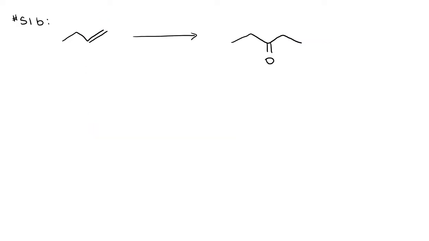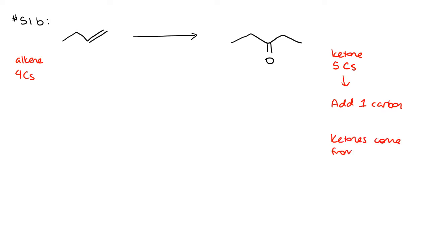In 51B, we're starting with the same 4-carbon containing alkene, and we're ending with a ketone that has 5 carbons. So we know that we need to add 1 carbon, and we also know that ketones come from alcohols via oxidation.